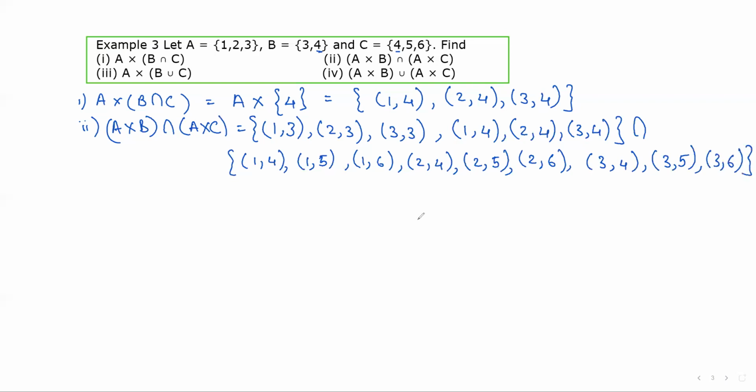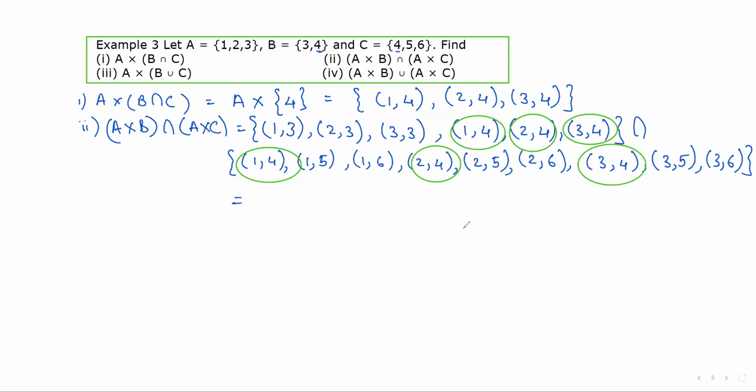Now you have to find the common elements amongst these two. So (1, 3) is present over here, it's not present here. (2, 3) not present here. (3, 3) nope. (1, 4). Now (1, 4) is present in these two sets. (2, 4) is also present. (3, 4), we also have (3, 4). So these are the only three ordered pairs which are common amongst the two sets.